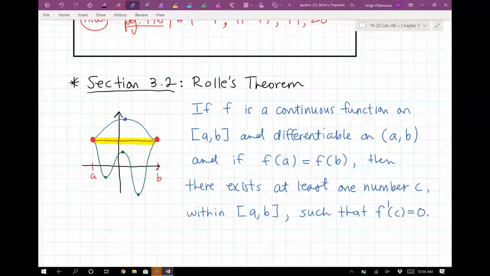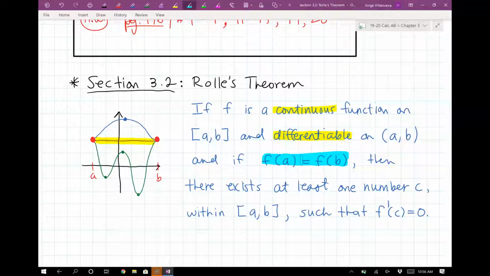Tangent of x is not continuous. It's also not differentiable at specific places because it has a bunch of asymptotes. So you have to think about the function itself. Does it fit the bill? Does it have continuity? Does it have differentiability? After you check those two things first, continuity and differentiability, if those are true, then you check f of b equal to f of a. Is it true that f of a is equal to f of b?